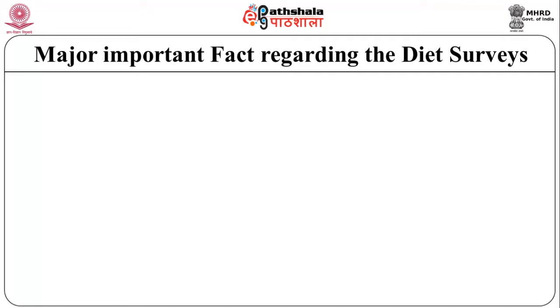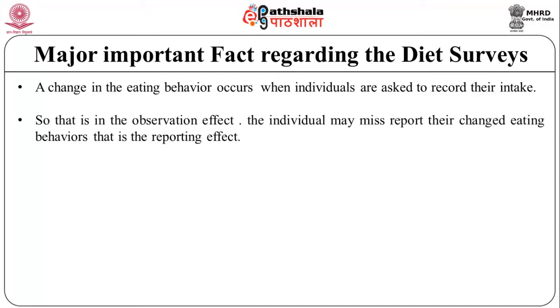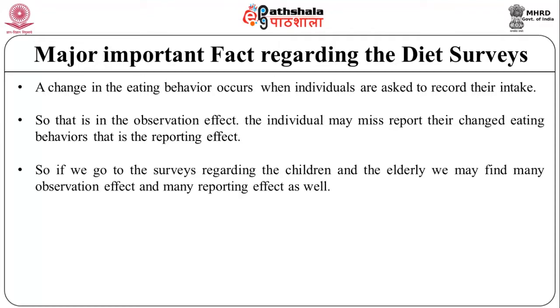Now let's understand the major important facts regarding the different diet surveys. A change in eating behavior occurs when individuals are asked to record their intake. So that is an observation effect. The individual may misreport their changed eating behavior, that is the reporting effect. So if we go to the surveys regarding children and the elderly, we may find many observation effects and many reporting effects as well.